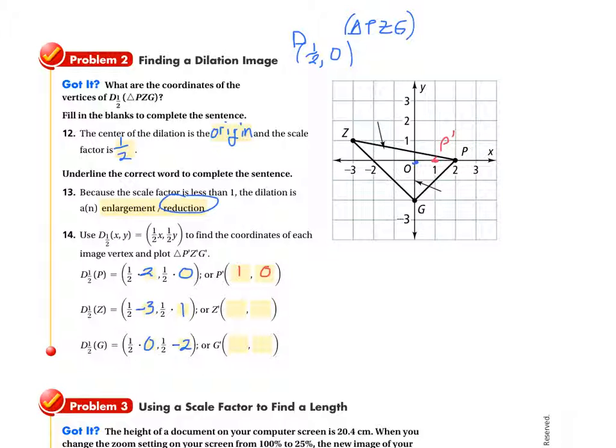And then half of -3 is -3 halves, which in mixed number terms is -1.5. And then what's half of 1? 1/2. So that's not a fun one to plot. So you're going to go to the left 1.5 and up 1/2. So it kind of puts us right there. And so that is Z prime.